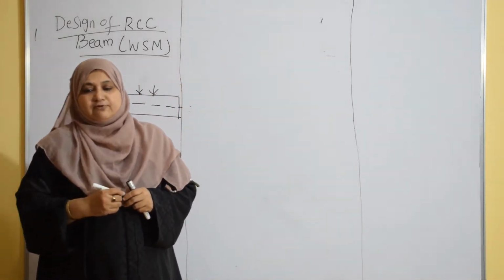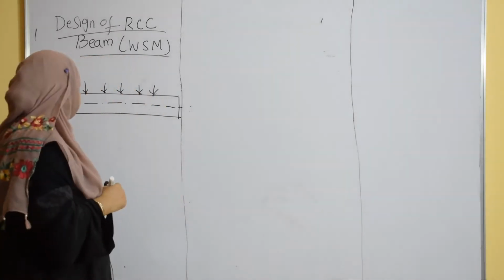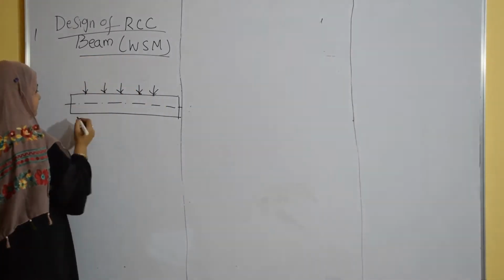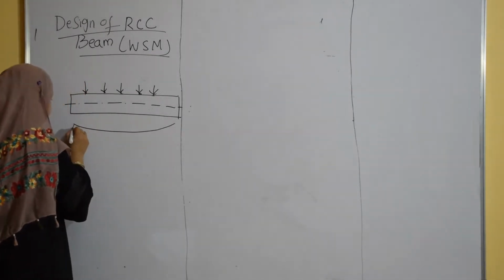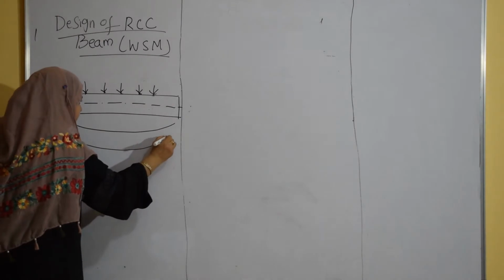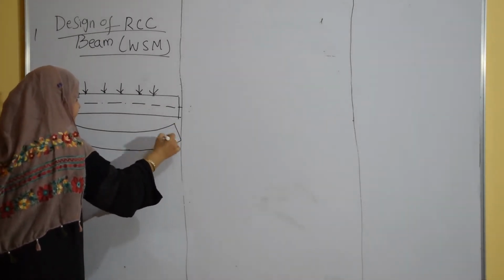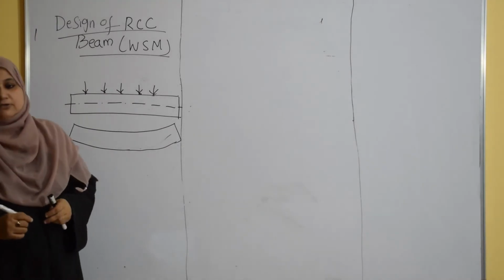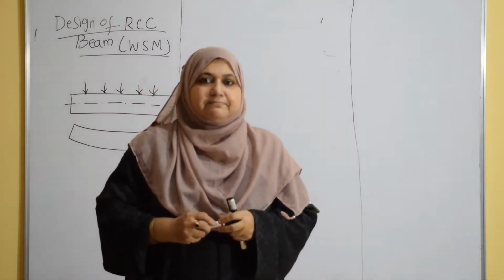Its mode of deflection is primarily due to bending. It bends; its mode of deflection will be because of the load. It bends like this. Its deflection will be like this. When it is subjected to transverse load, its mode of deflection is primarily by bending.